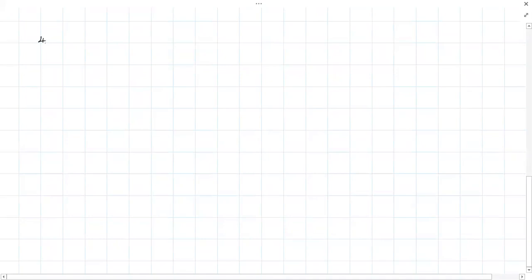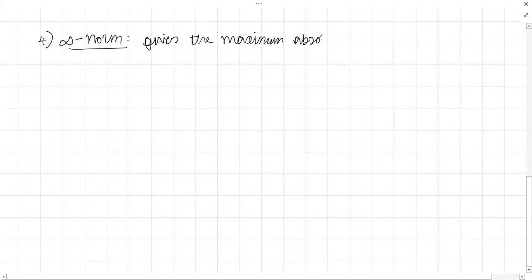Then the infinity norm. The infinity norm gives the maximum absolute row sum. What was the previous one? It was the maximum absolute column sum, whereas the infinity norm gives the maximum absolute row sum.